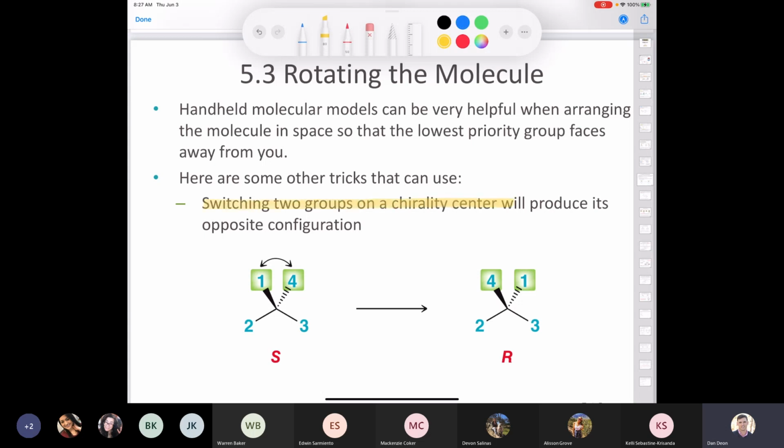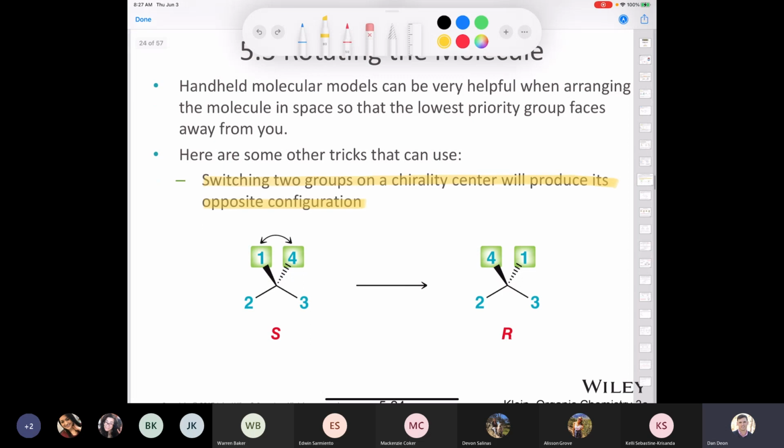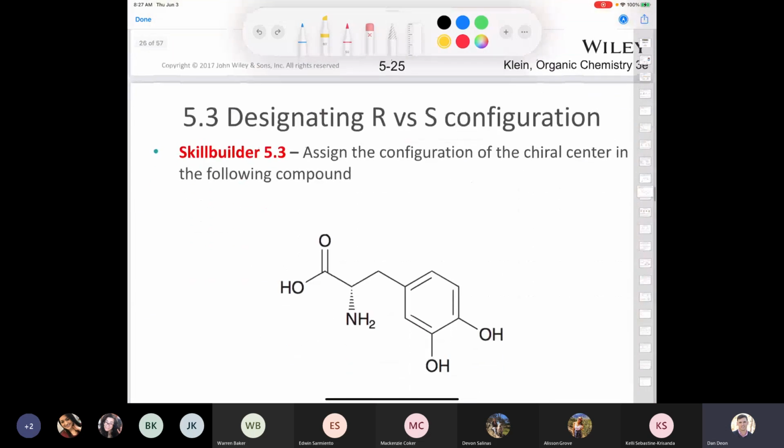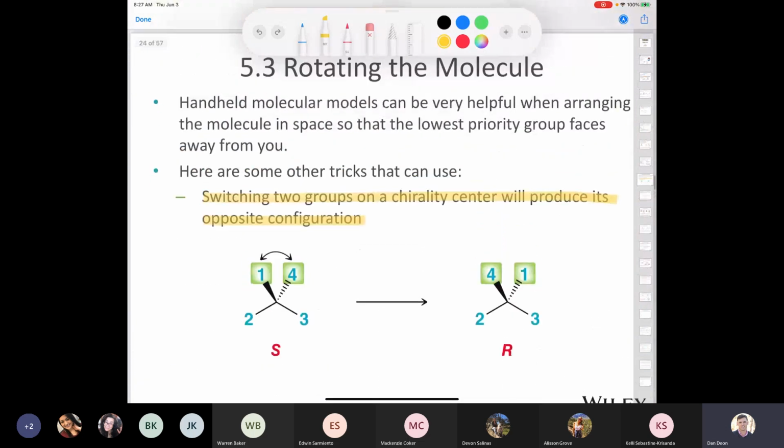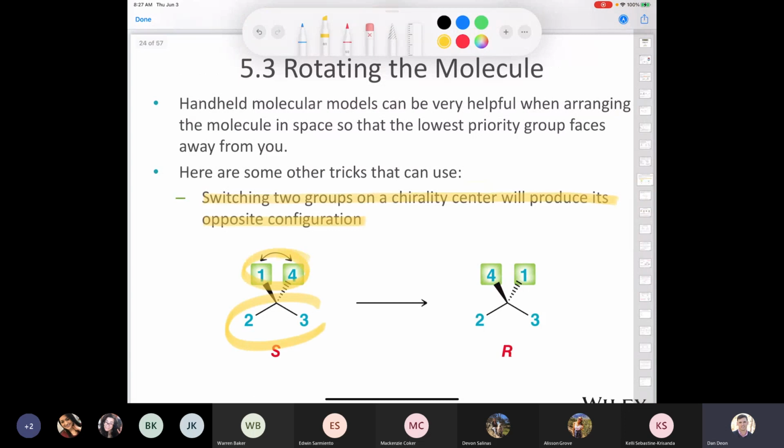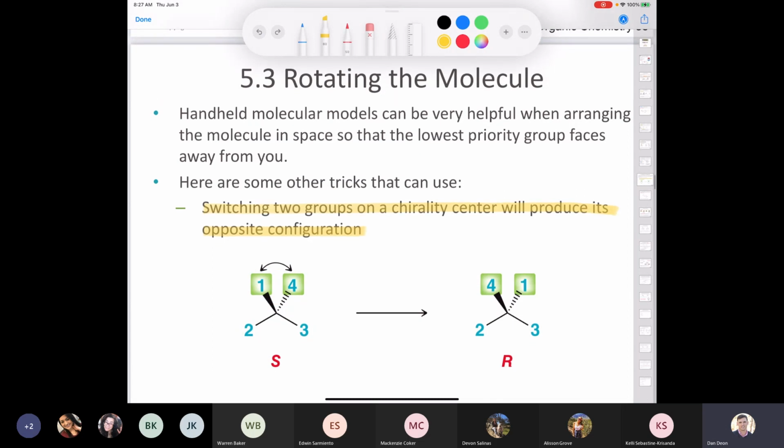Switching two groups on a chirality center will produce the opposite configuration. So if you flip any two atoms, if you swap places, you go from S to R or R to S 100% of the time. Also, if you flip two and then flip two more, you end up with the same configuration. Anyhow, that's neither here nor there.